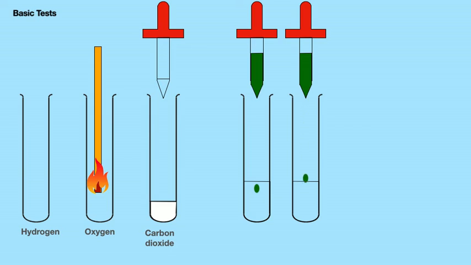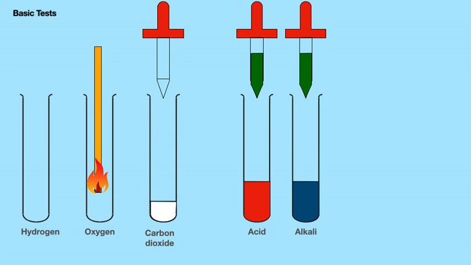Universal indicator is green. You add a few drops to your test tubes and shake them. If it goes red, then the liquid is an acid. If it goes blue or purple, then the liquid is an alkali. Okay, so this tests for acids and alkalis.